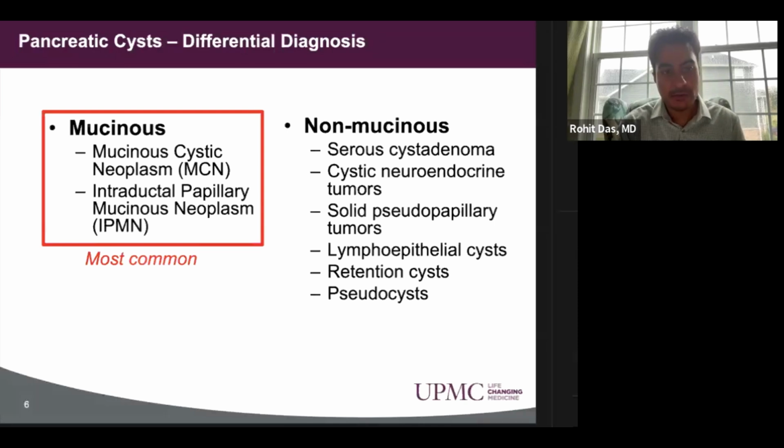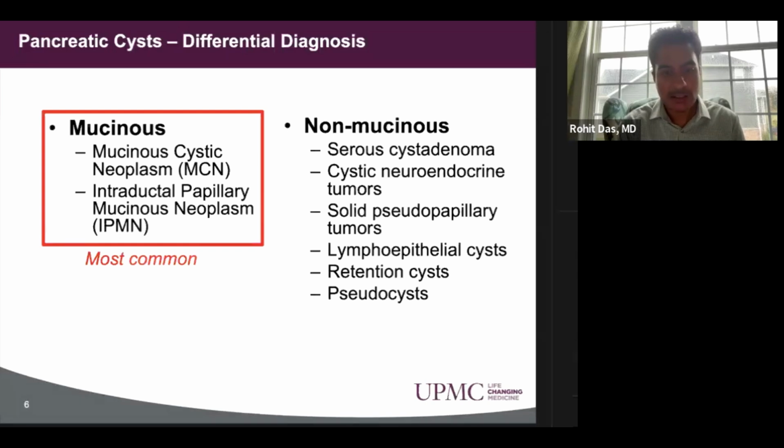The two mucinous cysts that we encounter include mucinous cystic neoplasms, or MCNs, and intraductal papillary mucinous neoplasms, a very long word which we shorten by calling them IPMNs. And as alluded to on the other side of that table, non-mucinous cysts, aside from cystic neuroendocrine tumors and solid pseudopapillary tumors, do not harbor any malignant risk.